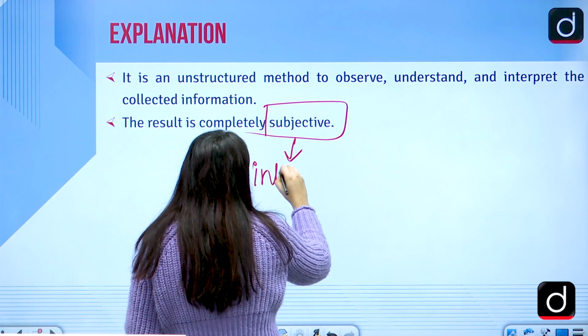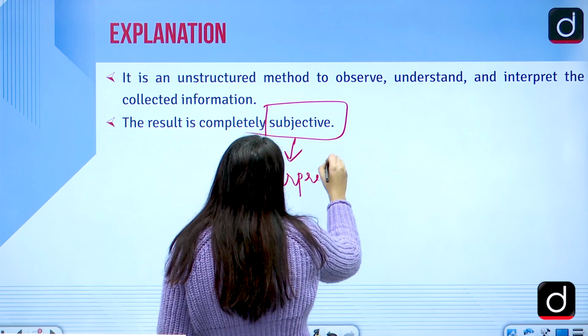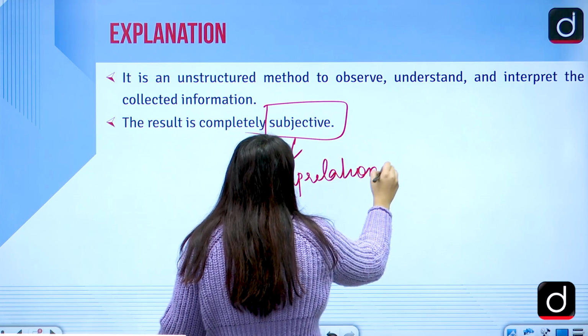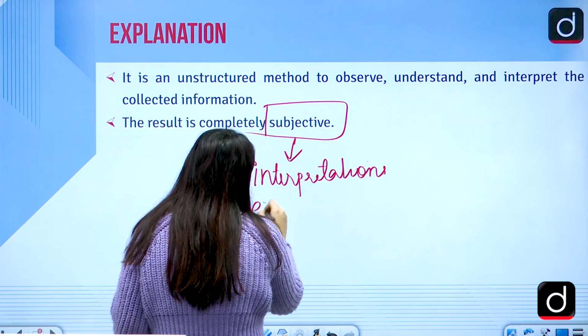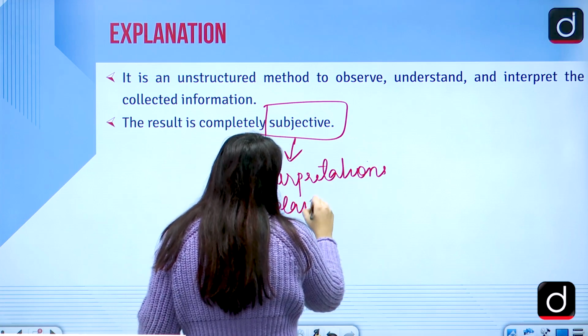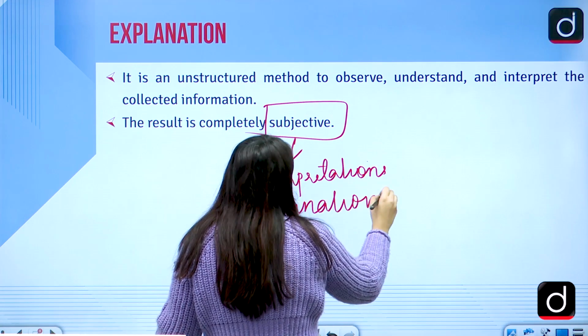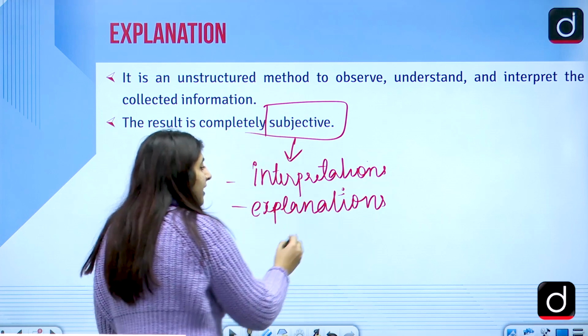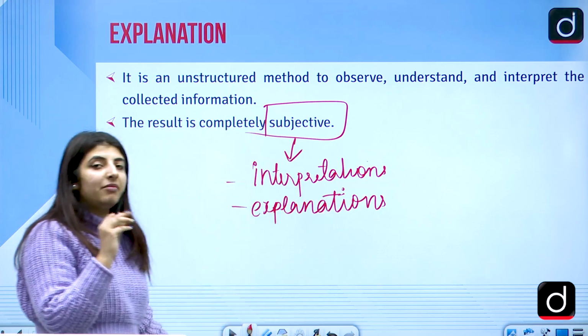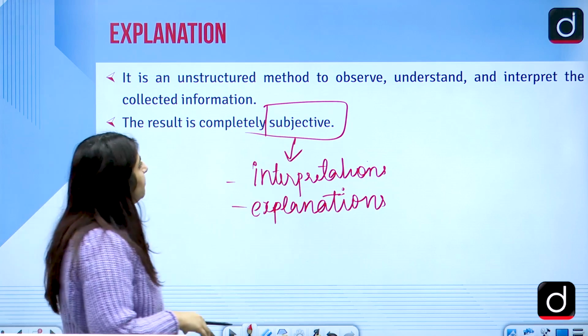The interpretations of certain things, the explanations, or the in-depth study, because if you are memorizing qualitative, you are supposed to memorize the word in-depth, correct?